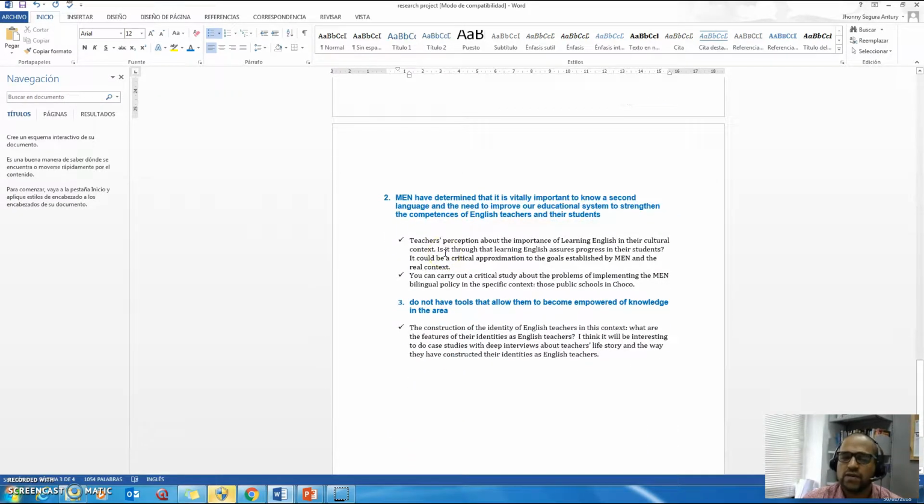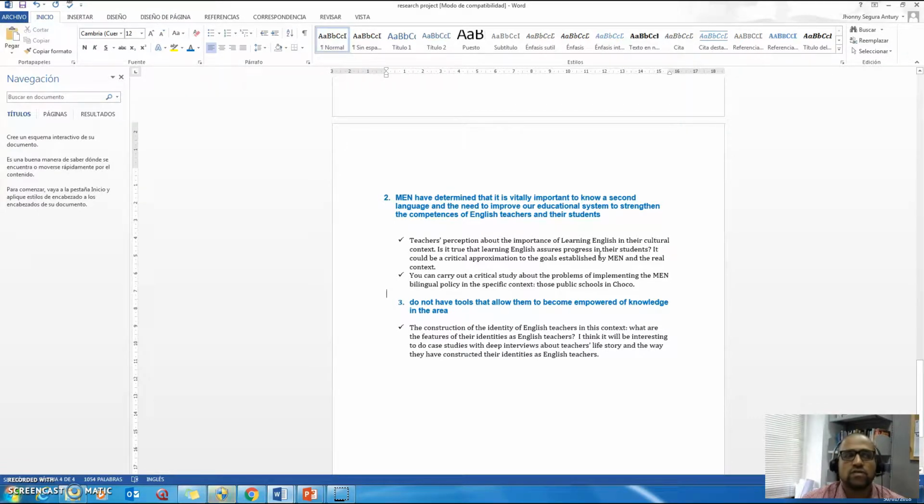Then you said something that is key, and I find it very interesting. We said that people need to learn a second language in order to progress and so on. The question is, what are the teachers' perceptions about the importance of learning English in their cultural context? Is it true that learning English assures progress in their students? I mean, we all say that if you learn English, you're going to have progress in your life, get a better job, and so on. It would be interesting to see if that really happens in that context.